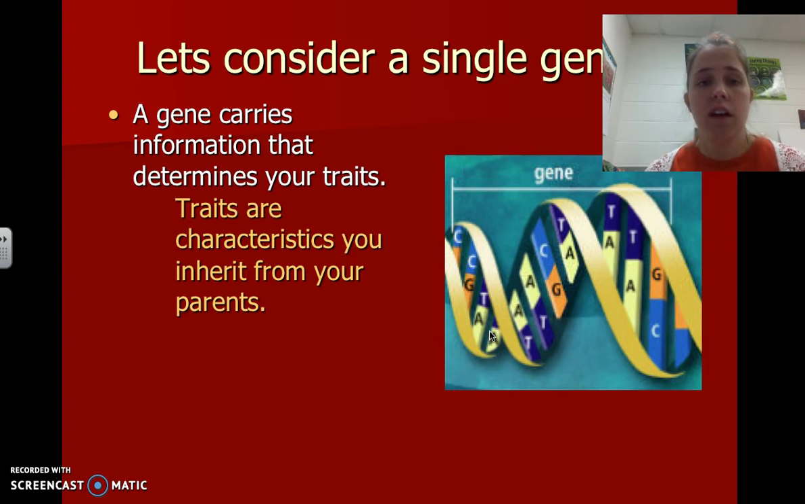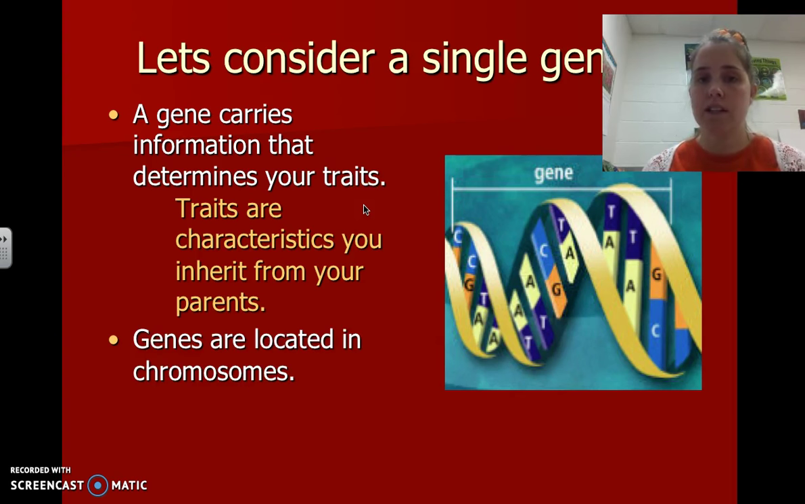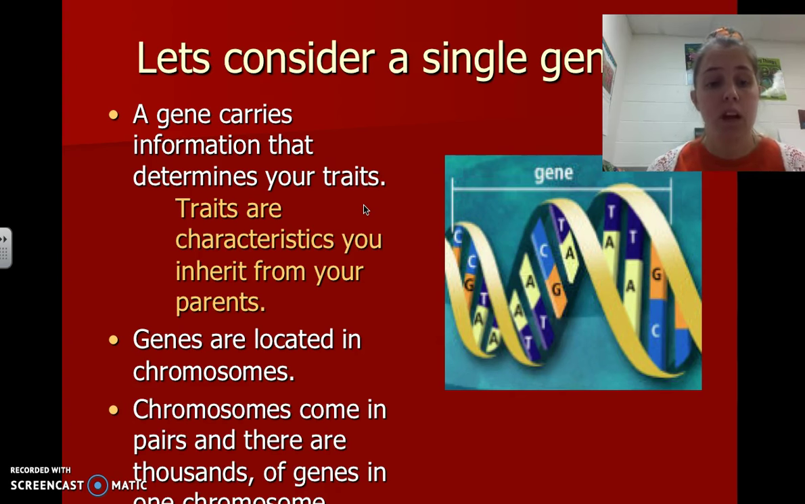So remember that genes carry information that determine the traits. Traits are those characteristics that you inherit from your parents. And then genes are located on chromosomes, which I'm hoping is all very much review for you. Chromosomes come in pairs, and there are thousands of genes on one chromosome. So remember, they come in pairs. That's because you have one copy of a chromosome from your mom and then the second copy from your dad.